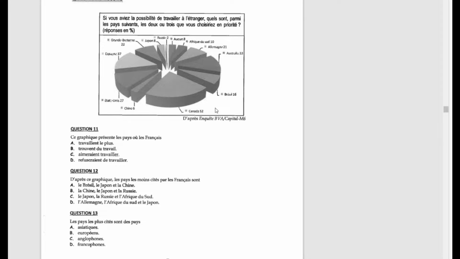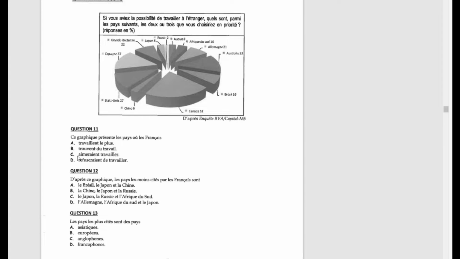52% of people have selected Canada, followed by 37% Spain, 33% Australia, and 27% US, and so on. So you have to look at this image properly and answer these questions. Let me go through them quickly. Le graphique présente les pays où les Français travaillent le plus, trouvent du travail, aimeraient travailler, refuseraient de travailler. So it's very clear, we have already seen that these are the countries where people would like to work.